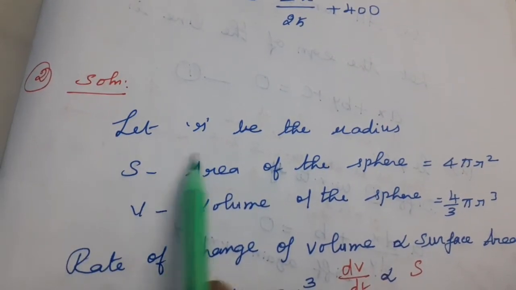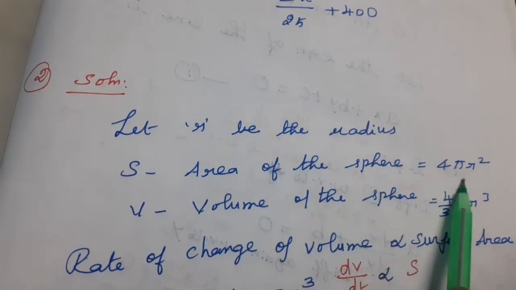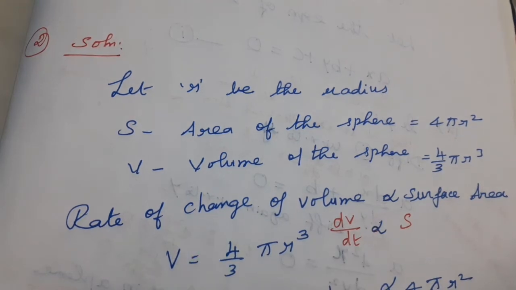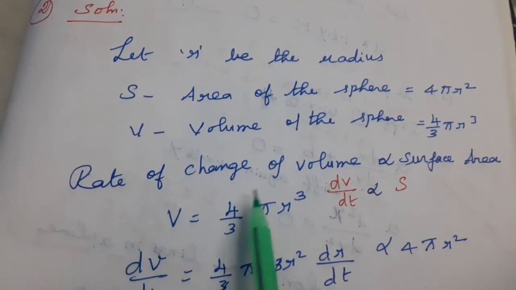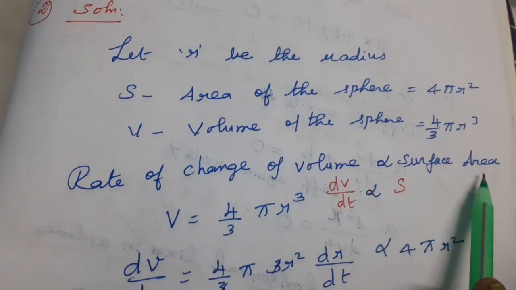Second sum, what is the solution? Let R be the radius. S is the area of the sphere, 4 pi r square. Volume of the sphere we know is 4 by 3 pi r cube. We write the physical statement in differential equation form. Rate of change of volume is directly proportional to the surface area.